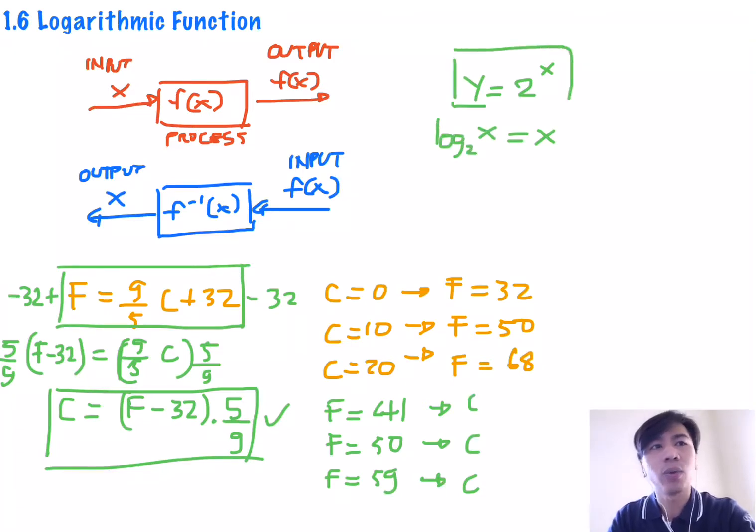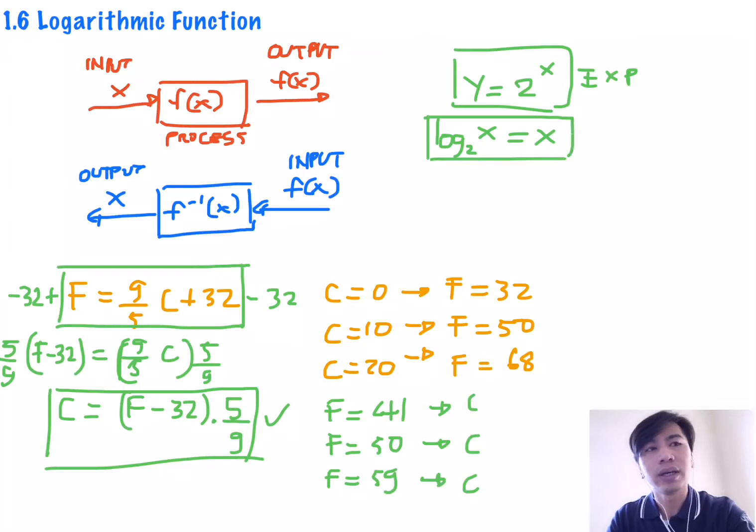Now notice that y equal with 2 to the power of x is the exponential function. So the inverse of it, I'm sorry, this one is wrong. It's supposed to be y. So this is the logarithmic function. Let's see what the graph looks like.